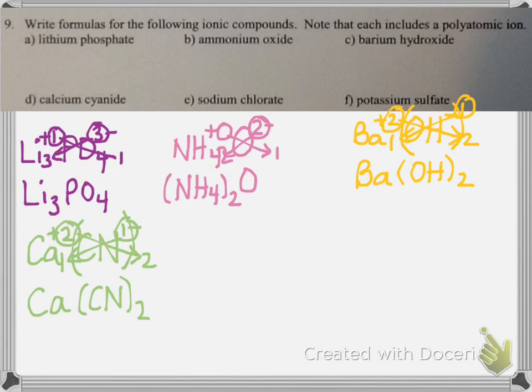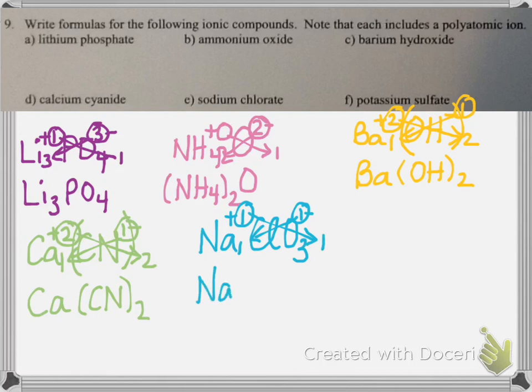Next I have sodium chlorate. Sodium's in group 1A, so it can either lose 1 or gain 7. It's going to lose 1, so it has a charge of plus 1. Chlorate is on our first page. It's ClO3 with a negative 1 charge. I crisscross down my 1s, and remember I don't write 1s, so this is just NaClO3.